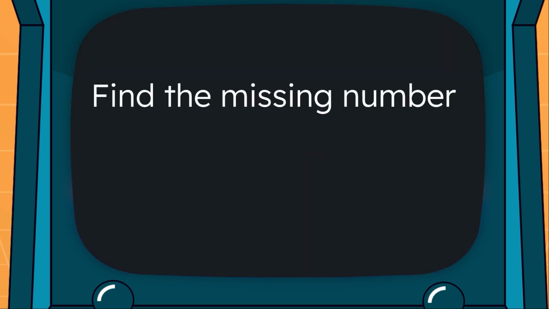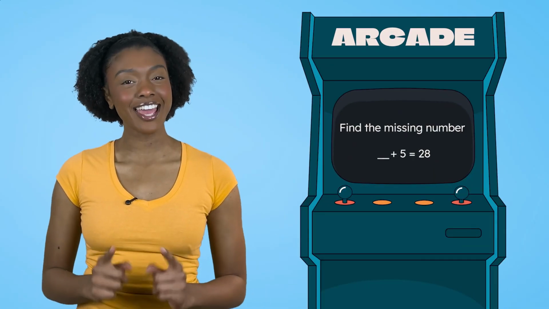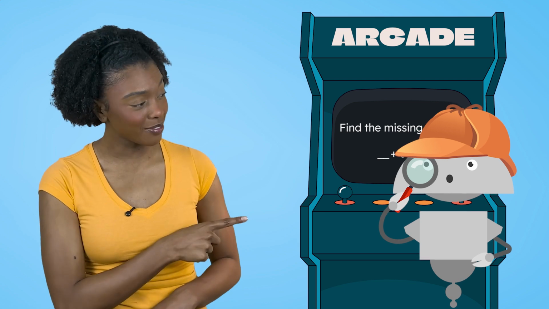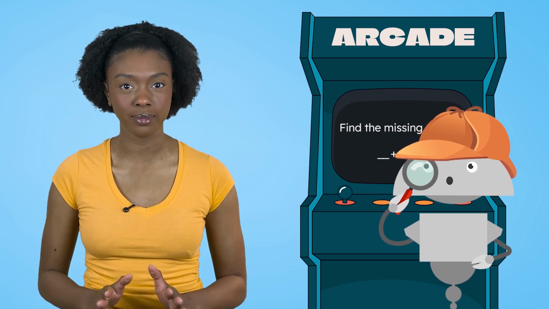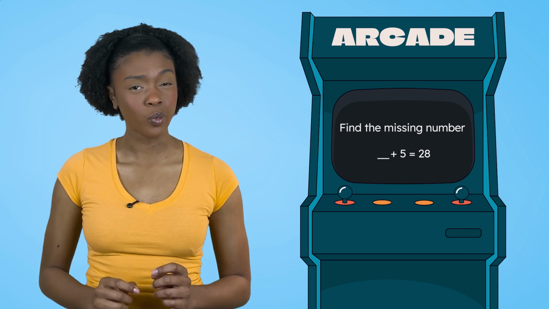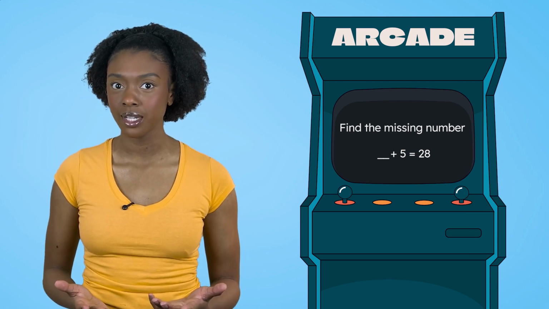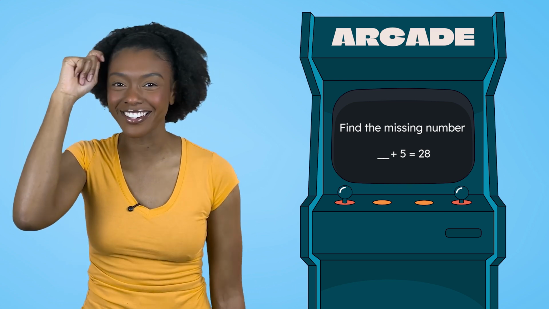Find the missing number. Blank plus 5 equals 28. Welcome back. In today's math quest, we have a mystery to solve. Detective Mia is here to help us uncover the missing number in an addition problem. We have lots of addition strategies we can use to solve this problem. Grab your detective hats and let's get started.